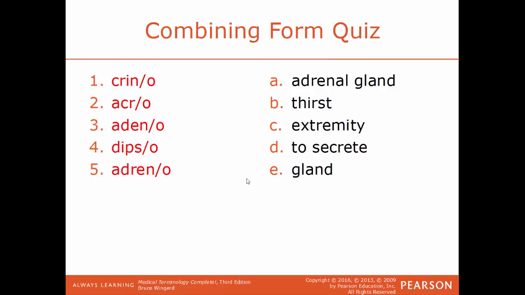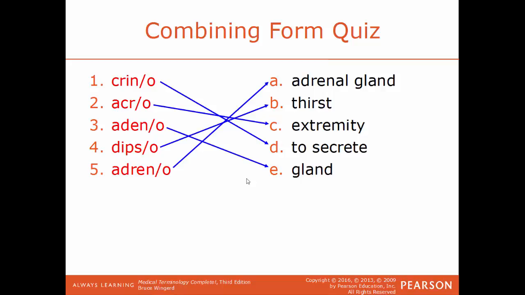Okay, we will end this chapter and end our video series on medical terminology with our combining form quiz. Terms on the left, crino, acro, adeno, dipso, adreno will match up with either adrenal gland, thirst, extremity, to secrete, and gland. The first one, crino, goes to secrete. Acro goes to extremity. Adeno goes to gland. Dipso goes to thirst. And adreno goes to the adrenal glands. And here are all 5 of the terms correctly matched with their definition.